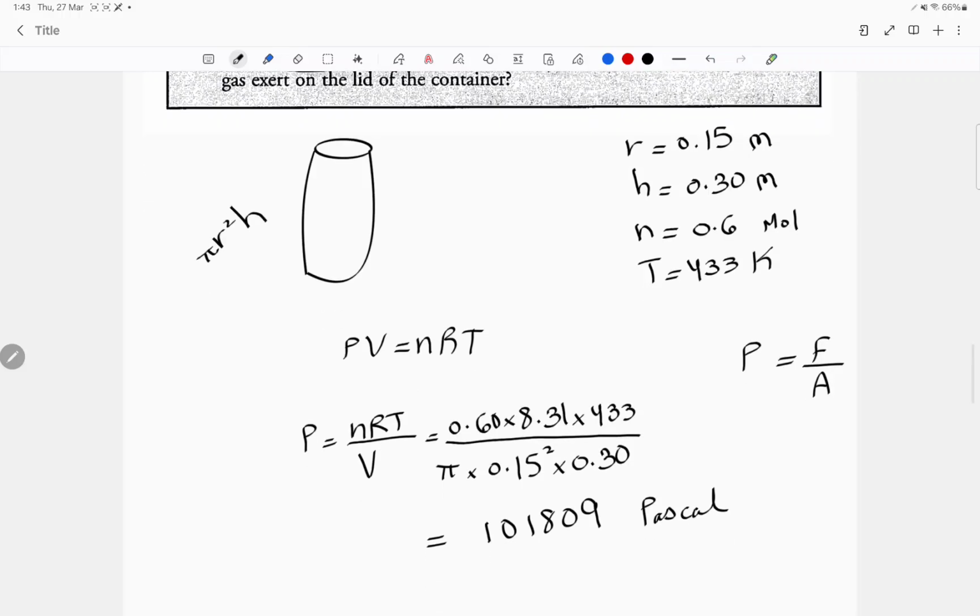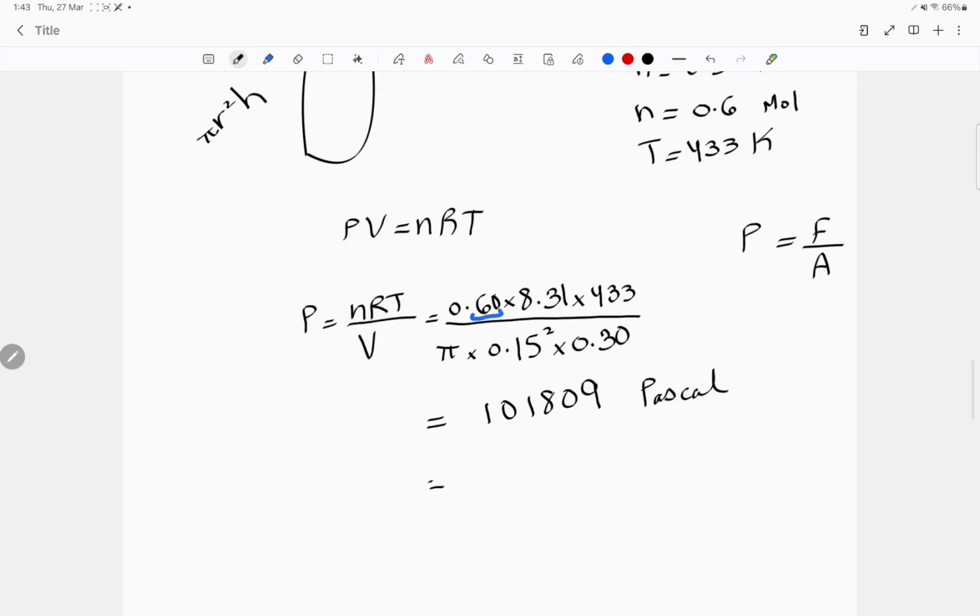So how many sig figs do we have here? 2 is the least. Always go with the least. So our number here has to be upgraded to 1.0 times 10 to the power of how much? So I put the point here, and now I have how many numbers after the point? 1, 2, 3, 4, 5. 5.